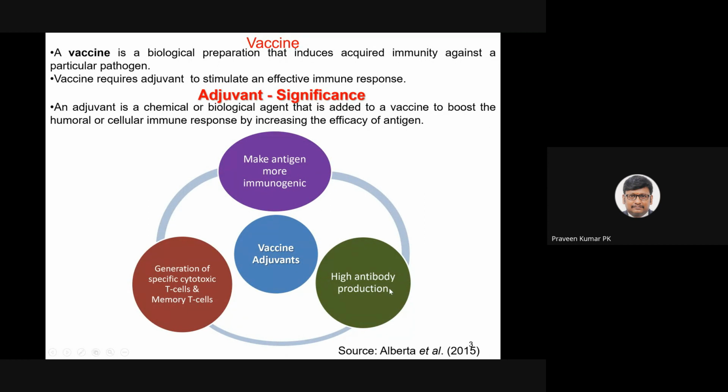We'll be producing more antibodies in that B cell epitope. And we also generate more specific cytotoxic T cells and memory T cells. This is what we discussed in the last session.